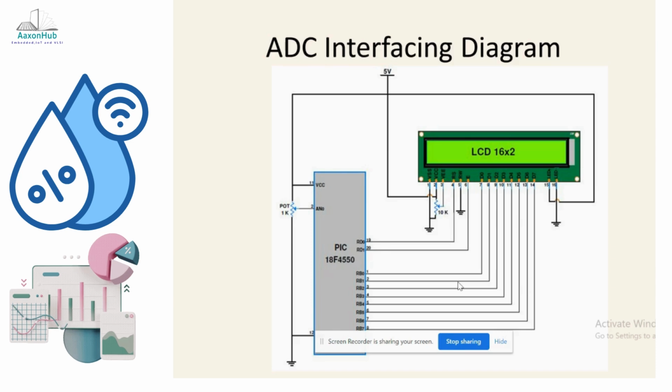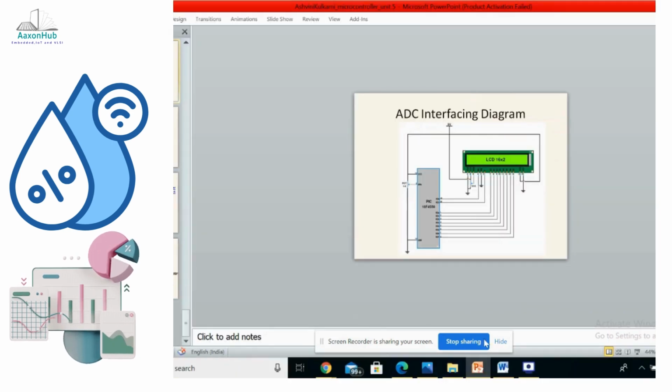So for this interfacing diagram, you need to write embedded C based code. Let's check in what manner we can start writing the code for ADC interfacing, with a pot connected instead of a sensor. If you wanted to connect a sensor, you can do so by replacing this pot.